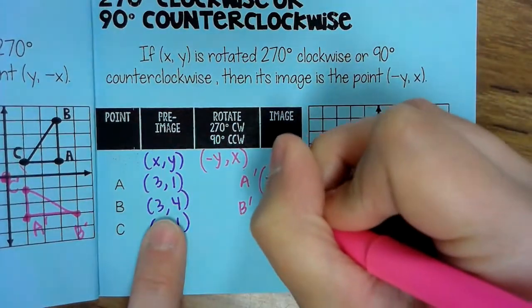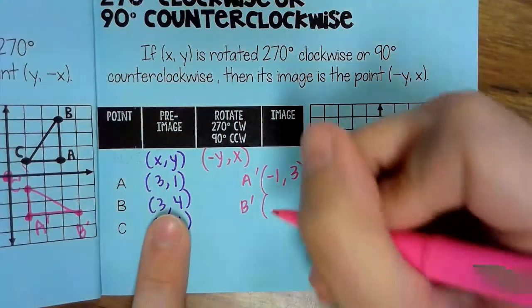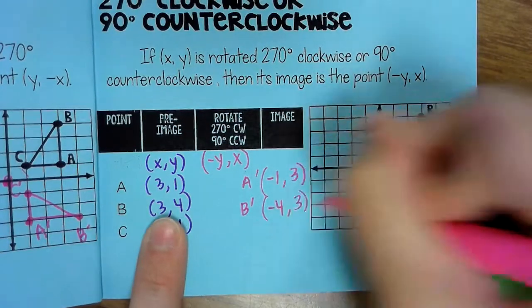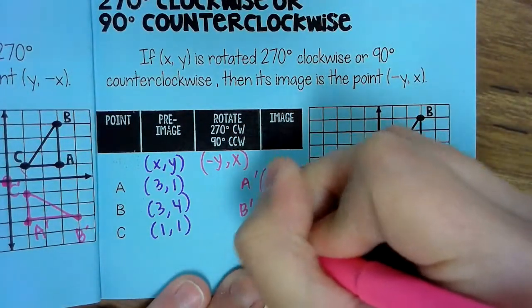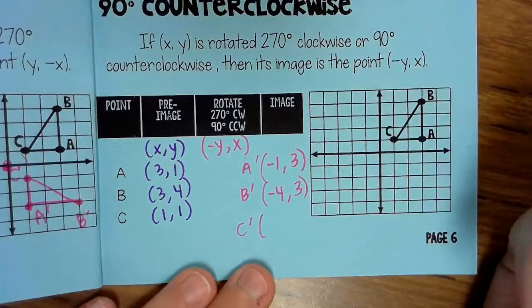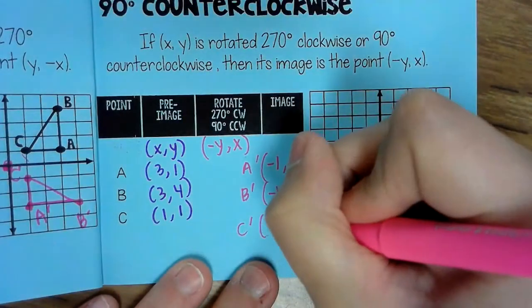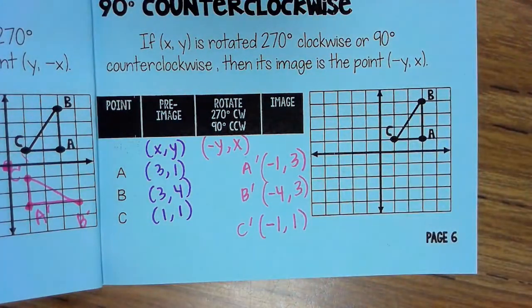B, it was 3, 4. Switch the order, change the sign of the front number, negative 4, 3. And C, changing the order doesn't do me much good, but changing the sign of the front number, negative 1, 1. All right, I'm ready to graph it.